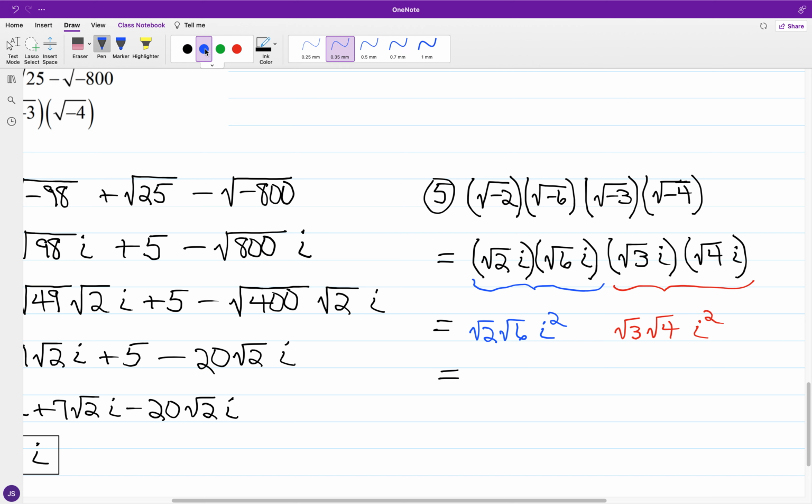So the square root of 2 times the square root of 6, we'll just cluster these numbers together. I can multiply square roots of positives, but I could not do it in the case of multiplying the square roots of negatives. So we have the square root of 12, and i squared becomes -1. Again, we have the square root of 3 times the square root of 4, so we have another square root of 12, and i squared we have as -1.